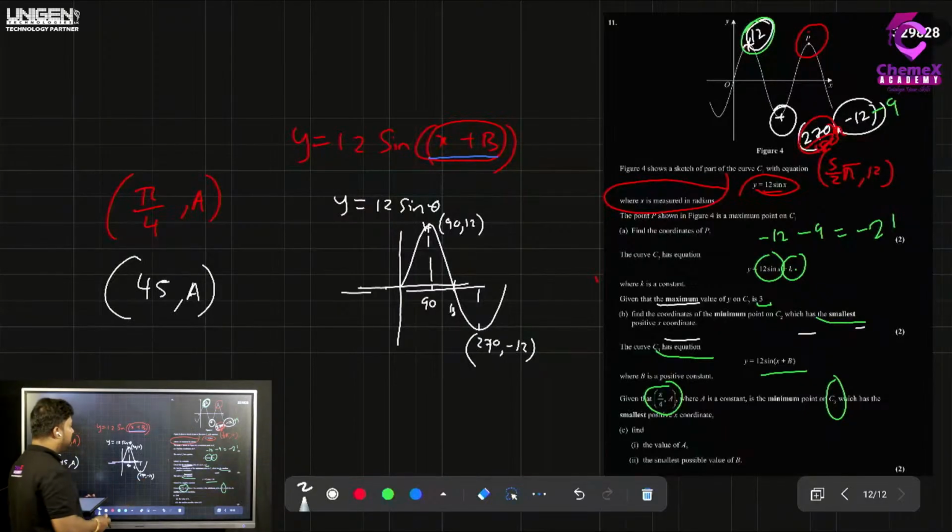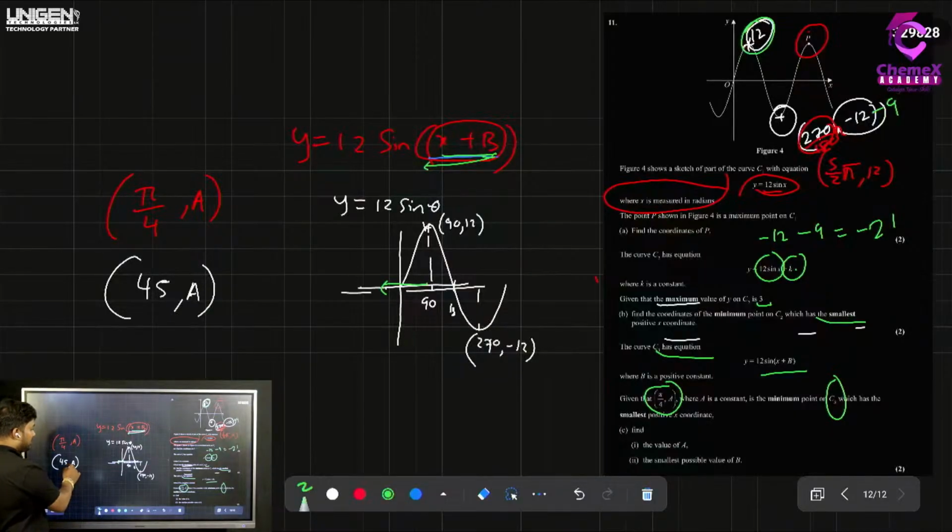Now in this case, 12 sin(x + b). So what happens to the x values here? Because of this translation, it moves to this side. But we don't know by how much angle it has moved.